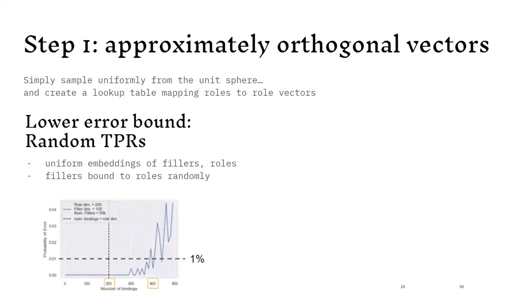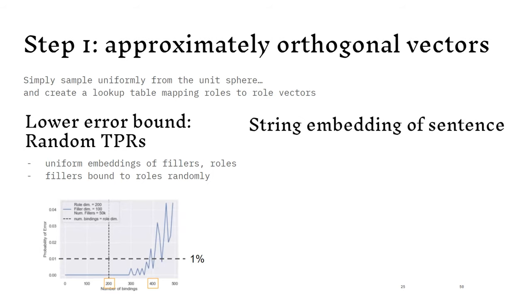And here we find that if we use a role dimension of 200, we did this on many different role dimensions and found similar patterns, we're able to get zero error pretty much at 200 bindings with a role dimension of 200. And we do not generally pass 1% until around 400 bindings with a role dimension of 200. So this is sounding very promising. So we figured we needed to up the ante.